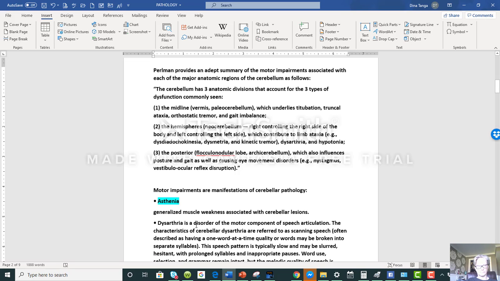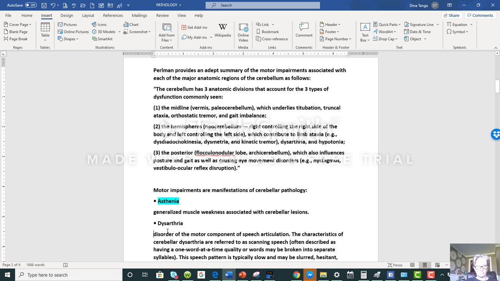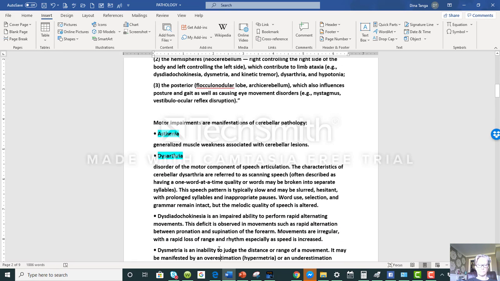Dysdiadochokinesia is an impaired ability to perform rapid alternating movements. This deficit is observed in movements such as rapid alternation between pronation and supination of the forearm. Movements are irregular, with a rapid loss of range and rhythm, especially as speed is increased.